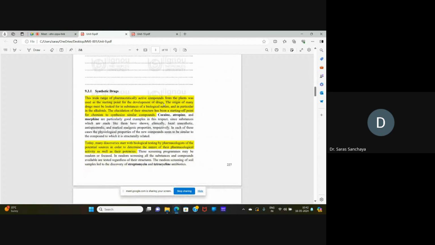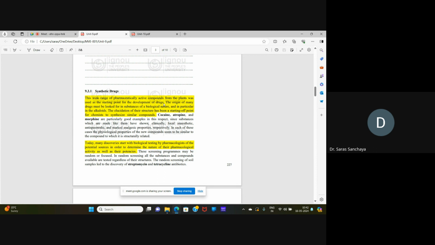Synthetic drugs. This wide range of pharmaceutically active compounds from the plants was used as the starting point for the development of drugs. The origin of many drugs must be looked for in substances of a biological nature, and in particular in the alkaloids. The elucidation of their structure has been a starting off point for chemists to synthesize similar compounds.